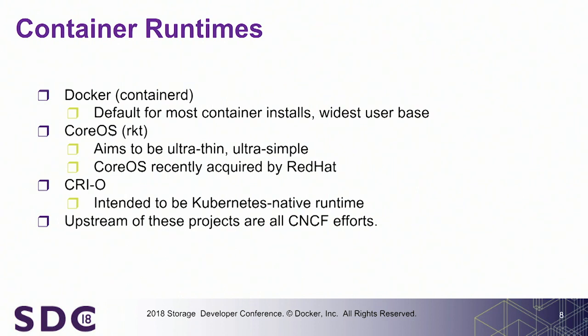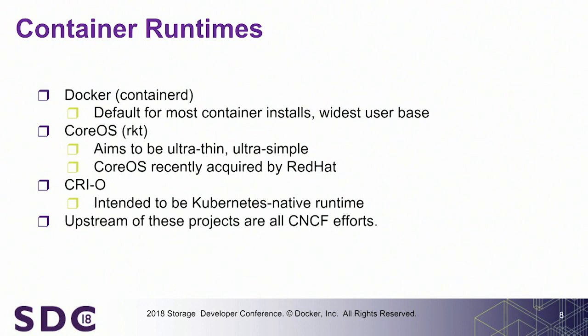Here's a list of the most common ones. Docker. Docker is based on Containerd. It's the default for most container installs. It has by far the widest user base, probably something like 70-80% of the market at least. And then CoreOS has a container runtime called Rocket, RKT. The design of Rocket is meant to be extremely thin, extremely simple, and it doesn't do a lot on purpose by design. It's meant to be just the absolute thinnest container engine that you can throw in.